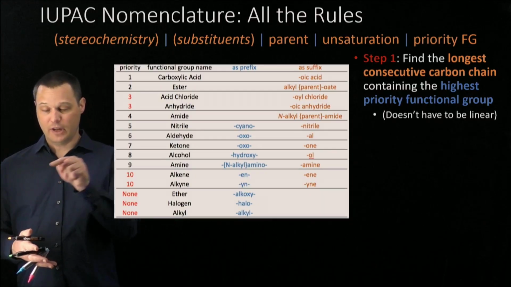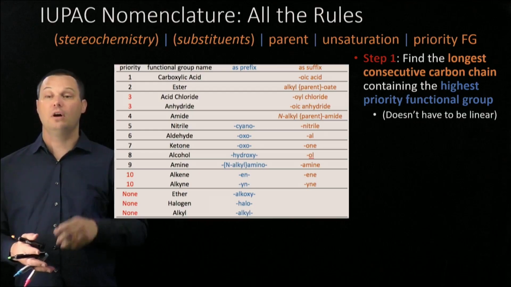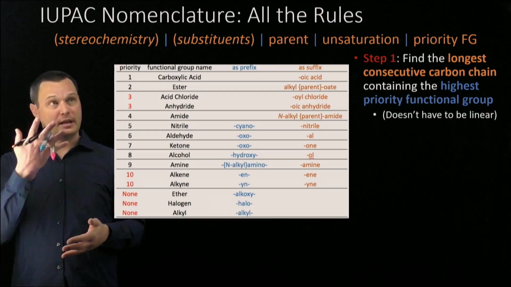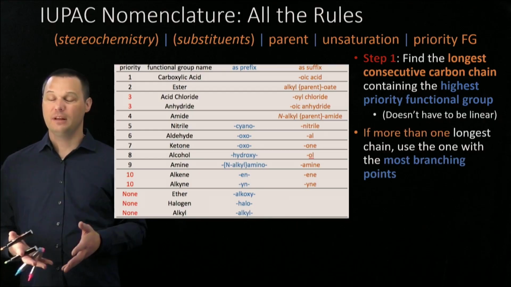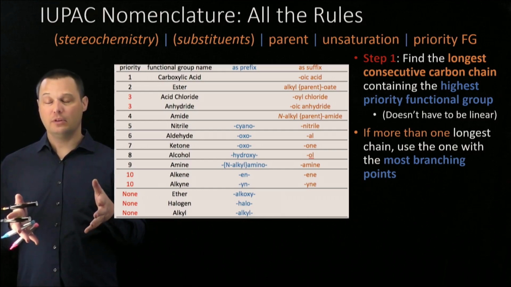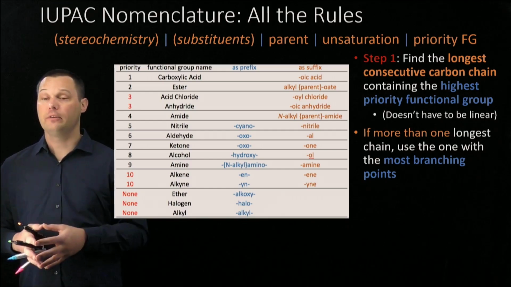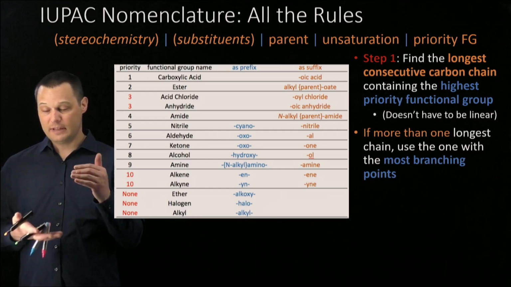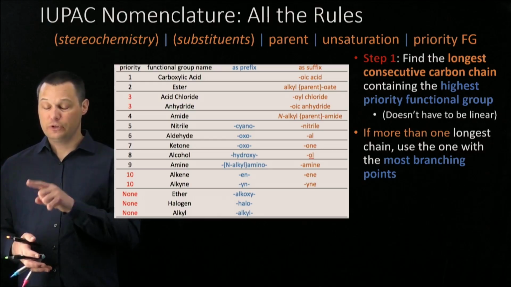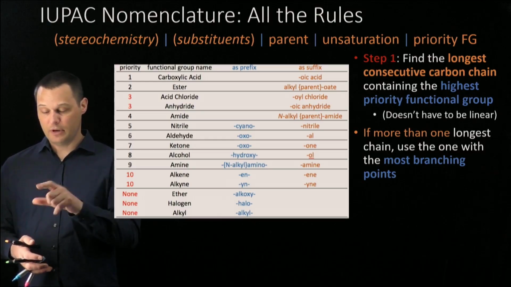The longest consecutive chain may curve and loop around, but it's the longest consecutive chain of carbon atoms that contains the highest priority functional group in this list. If there happens to be more than one chain with the largest number of carbon atoms containing the priority functional group, we break that tie by prioritizing the number of substituents. We choose the longest consecutive chain with the most number of branching points.